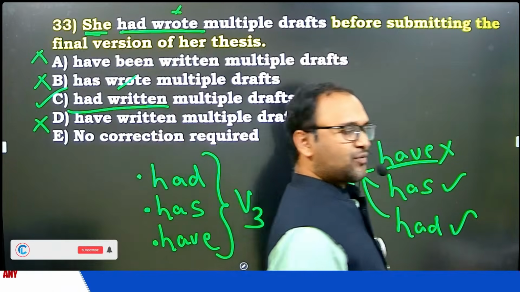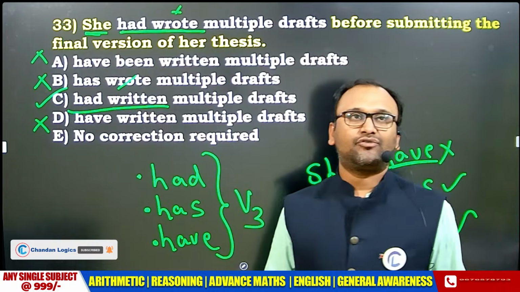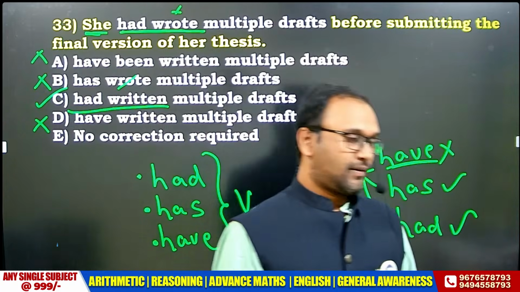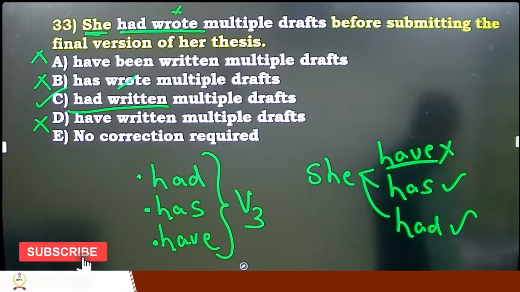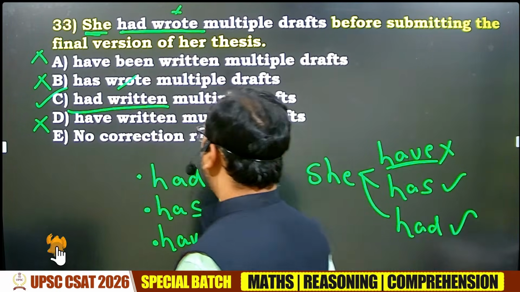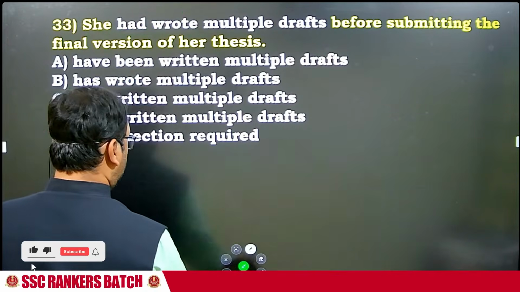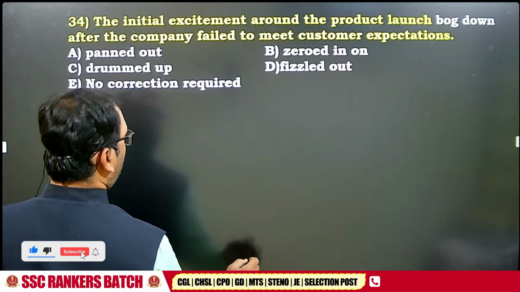I know this question doesn't need much explanation, but still I have to tell you the rule. Okay, any doubts? I hope, Vamsi, you got it clear. She had written, had plus V3. Let me take you to question number 34.